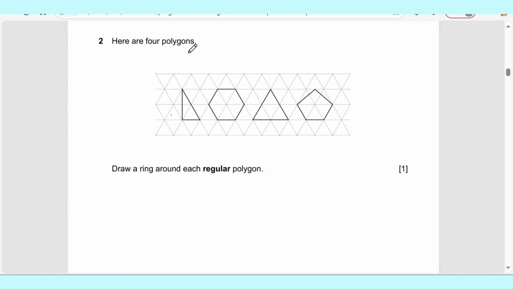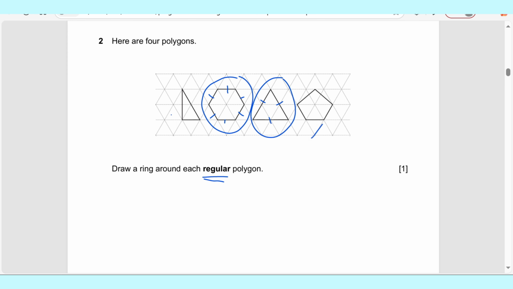Next, question 2. Here are 4 polygons, 1 2 3 4. Draw a ring around each regular polygon. Well, the answer is we have this one and also this one. How does it work? A regular polygon, this is in bold, means the polygon has all equal sides. We can see this has equal sides, and same as this one as well.